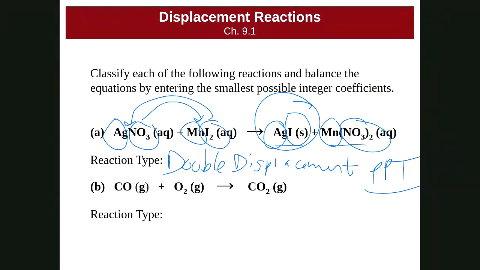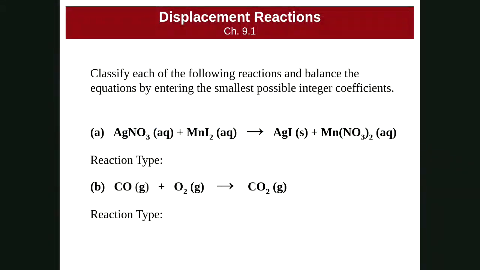Now, if we want to balance this reaction, we want to have two nitrate ions on the left because we have two nitrate ions on the right. So if we put a 2 here, now we have two silver ions on the left and two iodide ions on the left. So we need two silver iodides on the right to balance our reaction.